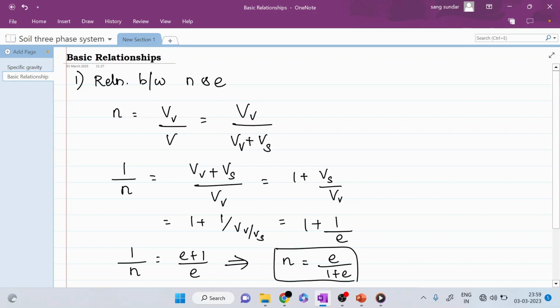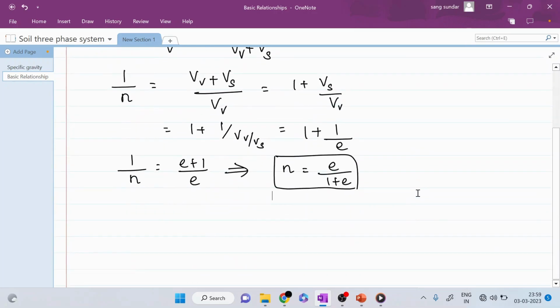So this is the first relationship we have derived. From this relationship, let us see what E is equal to. If I rearrange it, I'll get E is equal to N by 1 minus N, right?